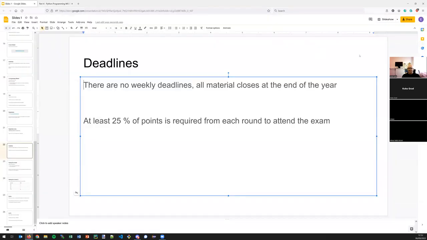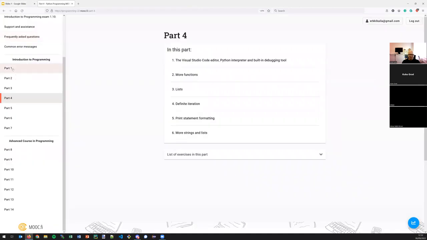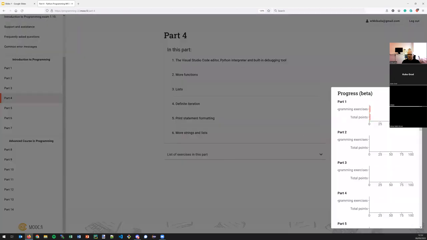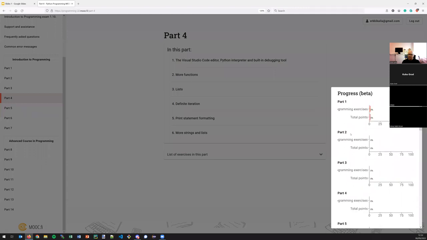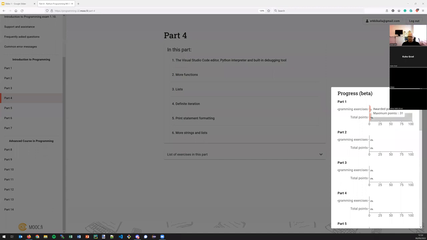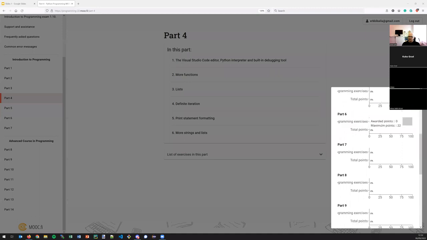And what you need to pass is at least 25% of points from each of those parts. So from each of these 7 parts in here, at least 25%. You can see your scoreboard when you click this one. You can see that I haven't been doing that great in here, but this shows how well you have proceeded. So in programming exercises and in total points, I need to get at least 25 from each of these parts 1 to 7 to pass the introductory part.